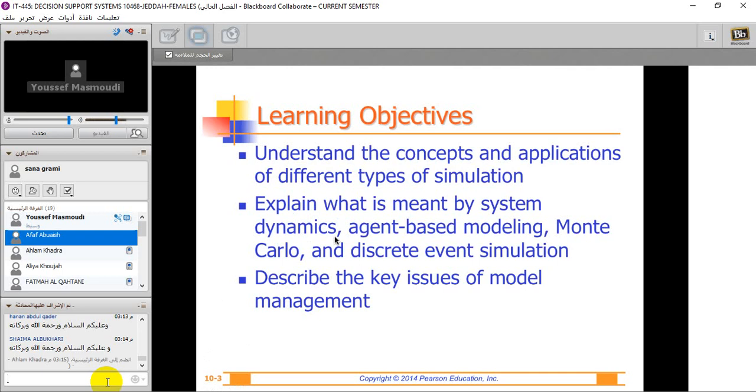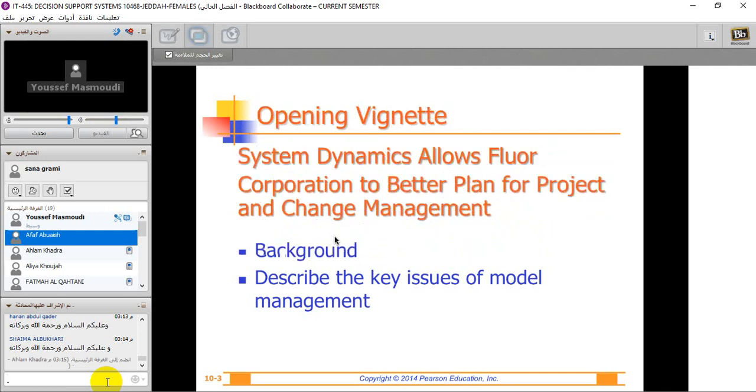Explain what is meant by system dynamics, agent-based modeling, Monte Carlo, and discrete event simulations. And finally, describe the key issues of model management.